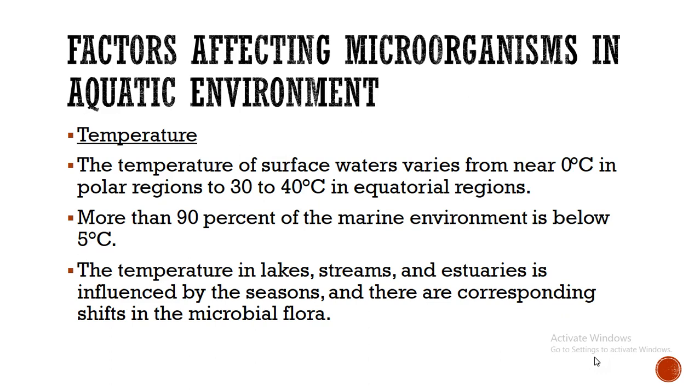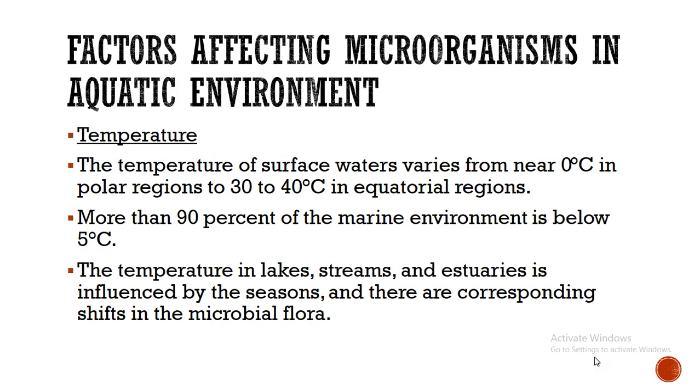Temperature of surface water varies from nearly 0 degree centigrade if we're talking about polar region. Polar region में तकरीबन वाटर 0 डिग्री सेंटीग्रेड पे फ्रीज़ होता है सारा. और अगर हम इक्वेटोरियल रीजन की बात करें, जो इक्वेटर के साथ साथ के एरियाज़ हैं, वहाँ पे जो टेम्परेचर वो तकरीबन 30 से 40 डिग्री सेंटीग्रेड होता है. ऑलमोस्ट 90% ऑफ द मरीन एनवायरनमेंट, जो कि सबसे बड़ा आपका एक्वेटिक हैबिटेट है, इसमें जो आपके पास टेम्परेचर होता है इट्स बिलो 5 डिग्री सेंटीग्रेड.